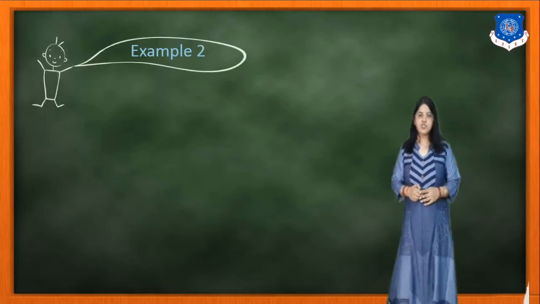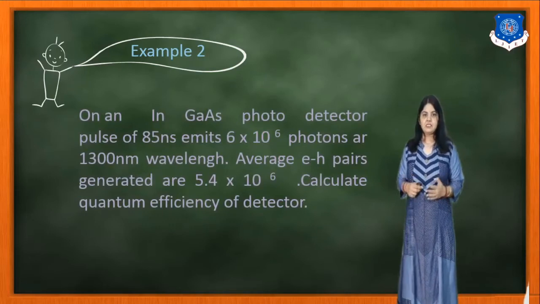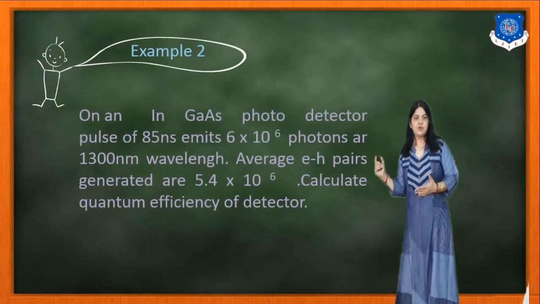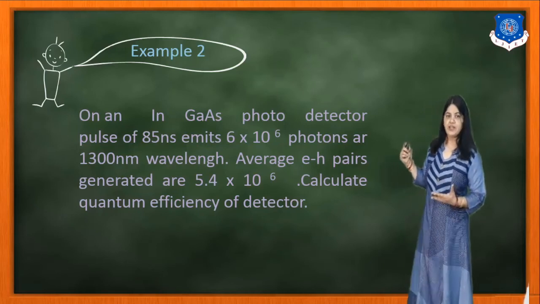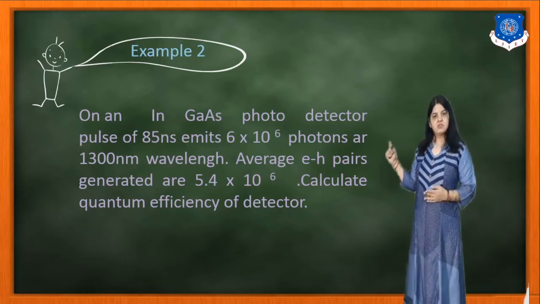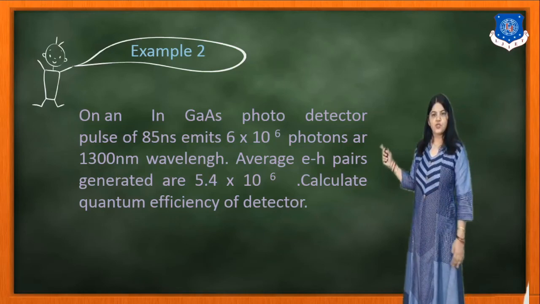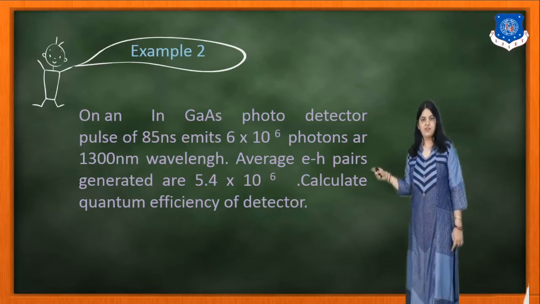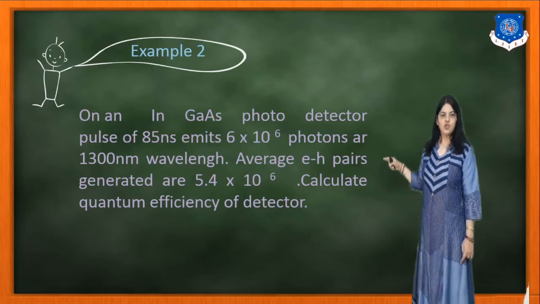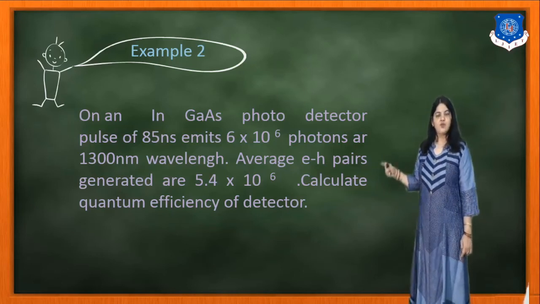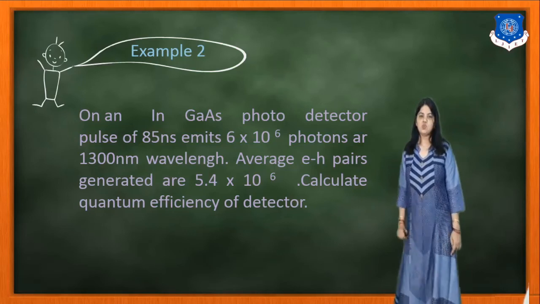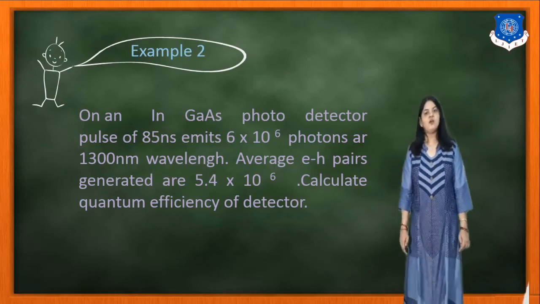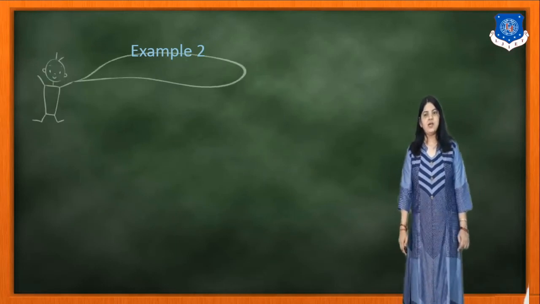Example number 2: on an InGaAs photodetector, a pulse of 85 nanoseconds emits 6 into 10 raised to 6 photons at 1300 nanometer wavelength. The average electron hole pairs generated are 5.4 into 10 raised to 6. Calculate the quantum efficiency of the detector.